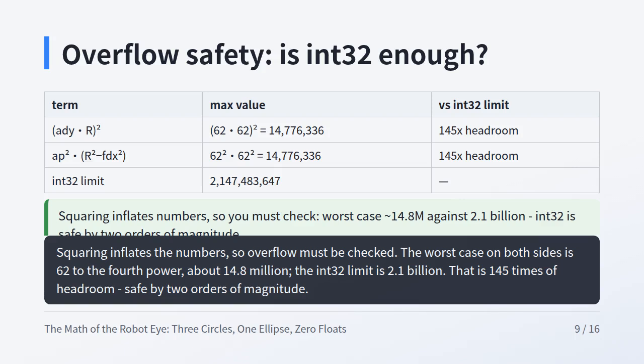Squaring inflates the numbers, so overflow must be checked. The worst case on both sides is 62 to the 4th power, about 14.8 million, the int32 limit is 2.1 billion. That is 145 times of headroom, safe by 2 orders of magnitude.